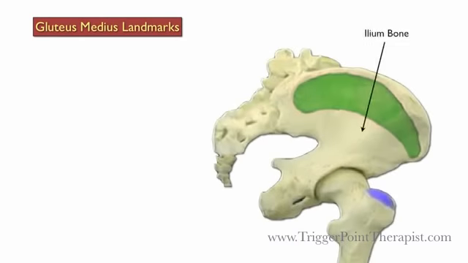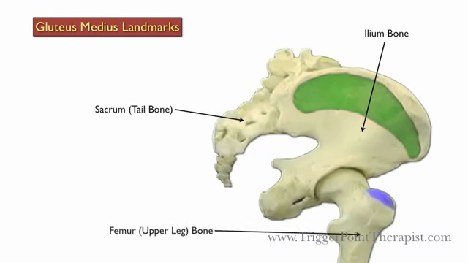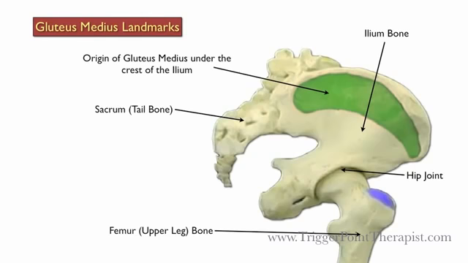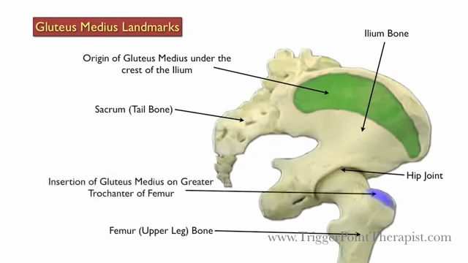Here are the landmarks for the gluteus medius. We have the ilium, the sacrum, the femur, and the hip joint. The origin of the gluteus medius lies under the crest of the ilium, and the insertion is on the greater trochanter of the femur.